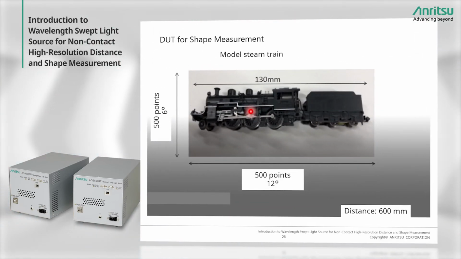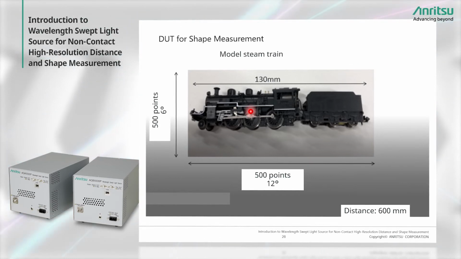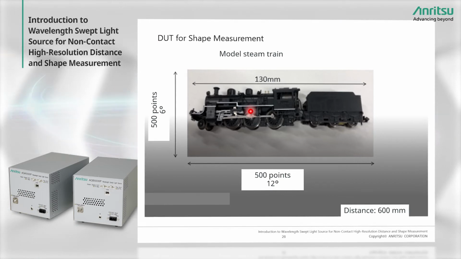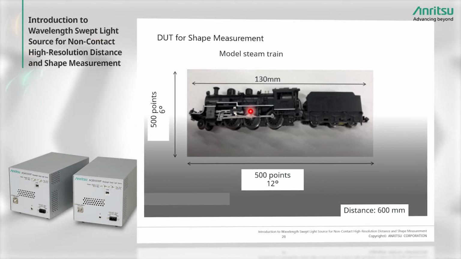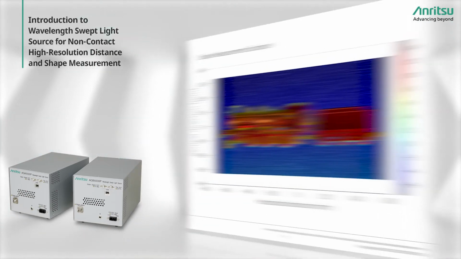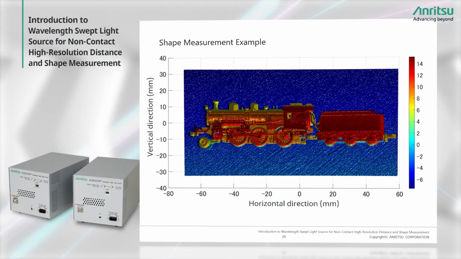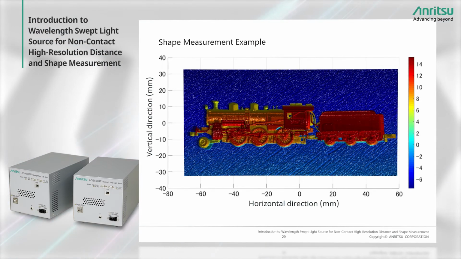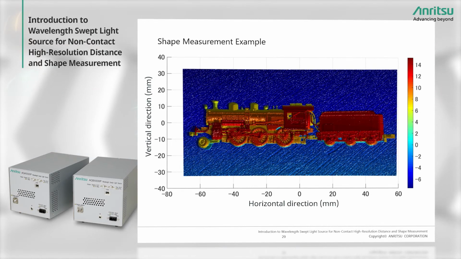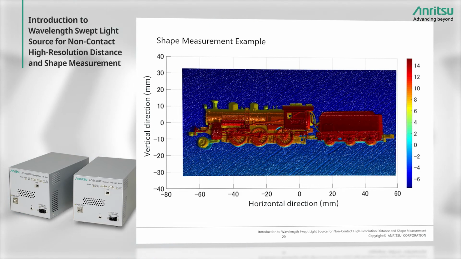Moving on, the next slide shows some actual measurement results. This is a model steam train with a low reflectance black surface and stainless steel driving wheels. It was measured from a distance of about 60 centimeters. This is the steam train measurement result. It is color separated according to distance. The distance range between the blue and red colors is about 20 mm, and it is clear that fine detail can be measured faithfully.